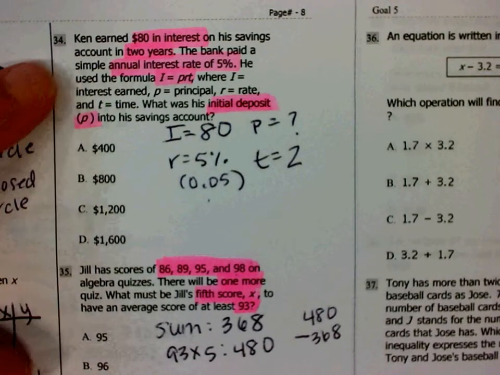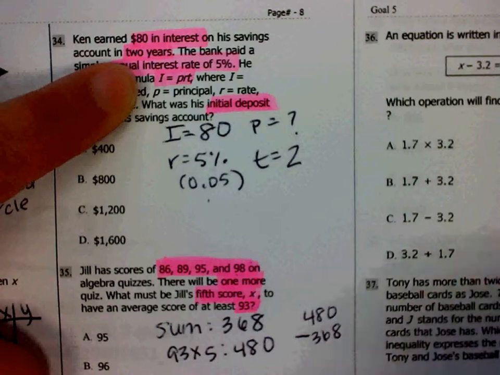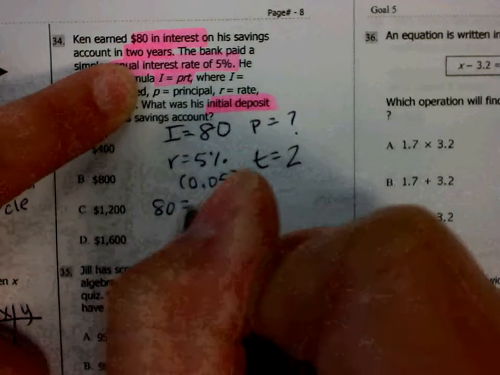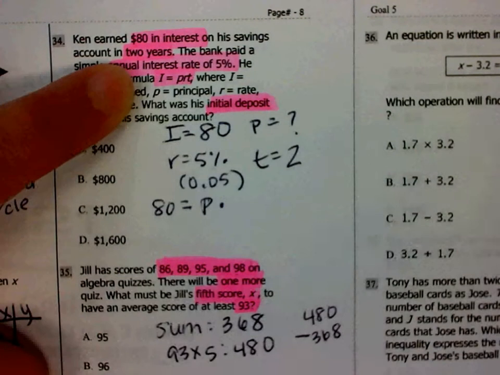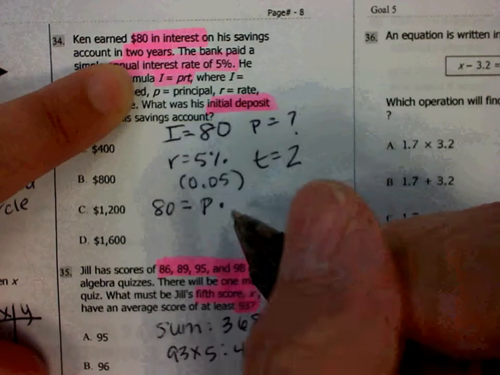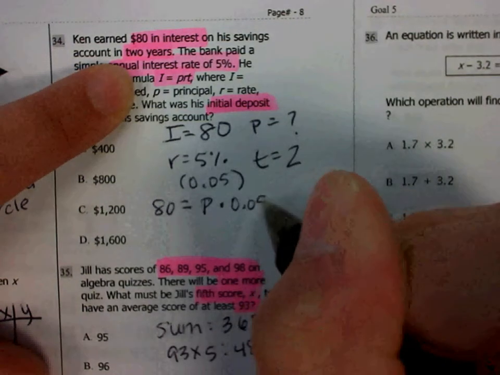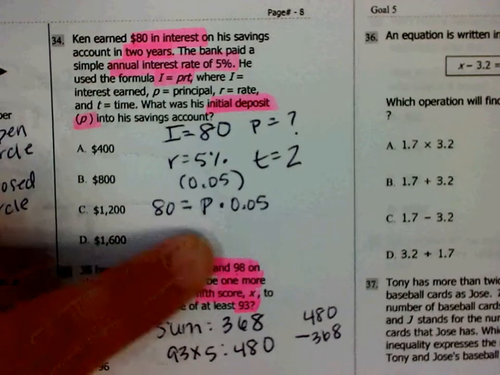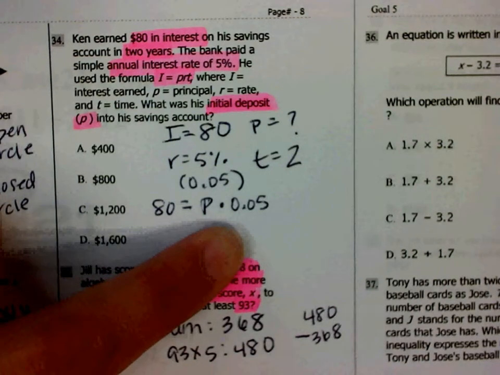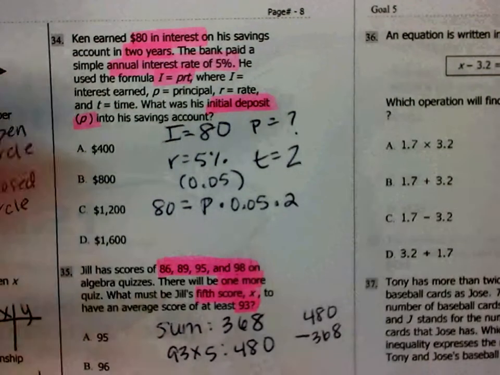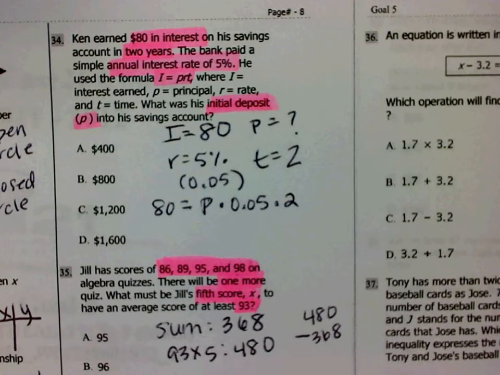As I solve it, I'm going to put it into this equation right here. I already know my interest. It's 80. I don't know my principal, so I'm going to leave that as a variable. I'm going to use 0.05 as my rate because it's simply easier to show on this paper. And then my time is 2 years. This is just an equation. All you have to do is finish solving this equation.